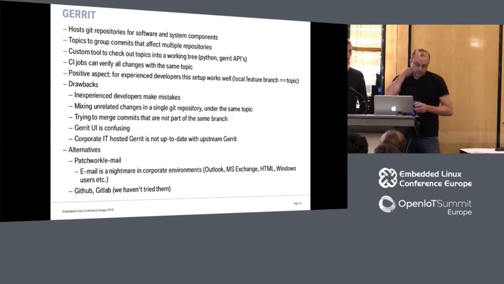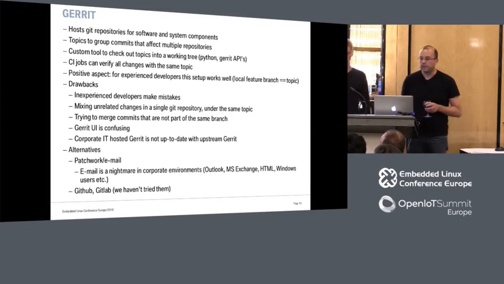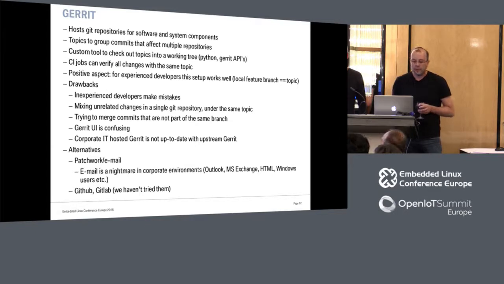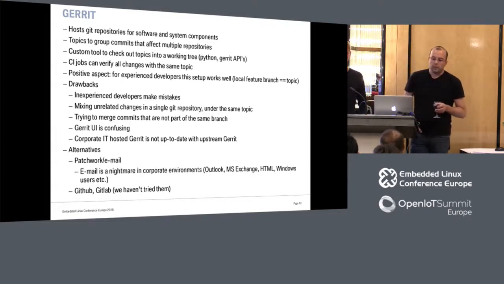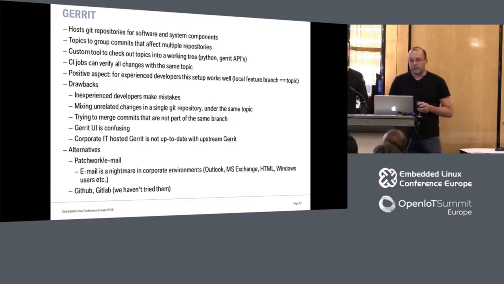A positive aspect of the use of Gerrit is that it's quite straightforward for experienced developers. It works quite well if people know what they are doing. But it's a bit bad for developers without a lot of experience, and so they make some mistakes like mixing unrelated changes in a single Git repository, for example, under the same topic. Usually that should not be like that. And for example, they could try to merge commits that are not part of the same branch too.